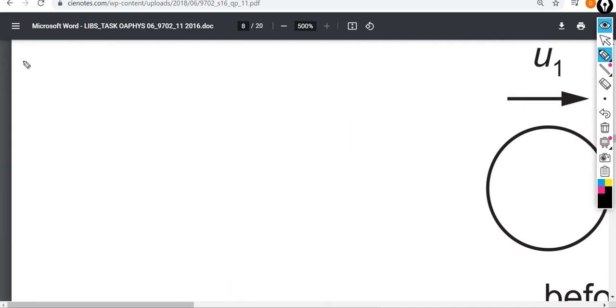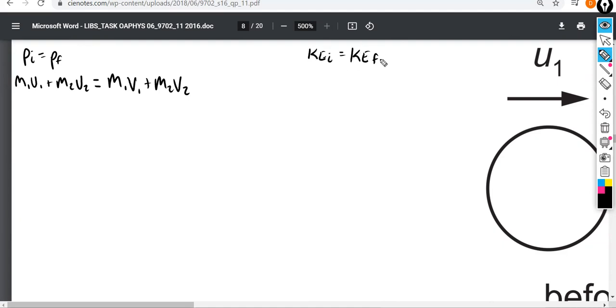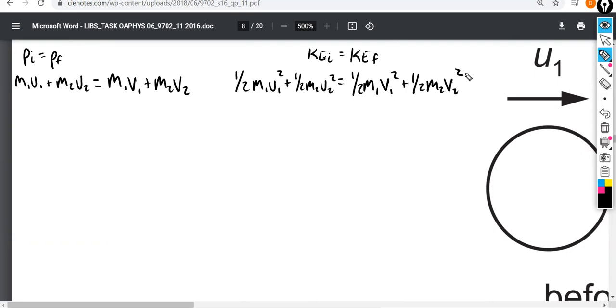All right, so we've got the initial momentum equals the final momentum, which we said m1 u1 plus m2 u2 equals m1 v1 plus m2 v2. That's true for all collisions. Because this is a perfectly elastic collision, we know what else is true: the initial kinetic energy equals the final kinetic energy. And we know how to calculate kinetic energy in this class. We know that kinetic energy is 1/2 mv squared. So 1/2 m1 u1 squared plus 1/2 m2 u2 squared equals the final kinetic energy, 1/2 m1 v1 squared plus 1/2 m2 v2 squared. Good.